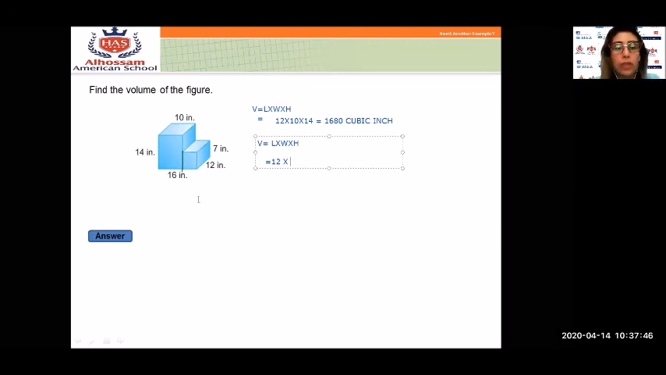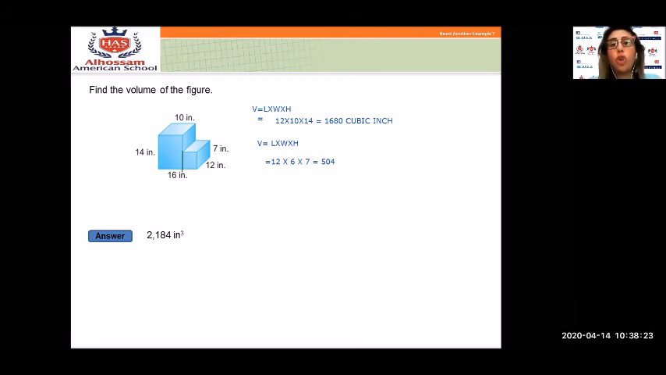So 12 times 6 times 7, right? Tell me, it's going to be 504. So add them together. The two volumes, 1680 and 504, right, Yadudu? Tell me the answer. 2184. Yes, 2184, as you see here, cubic inches, or inches power 3.